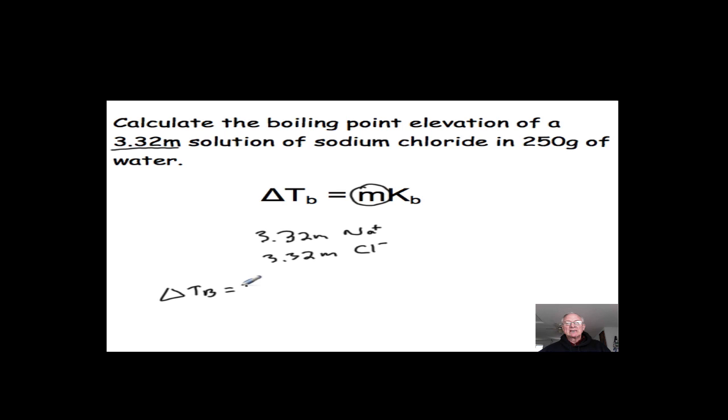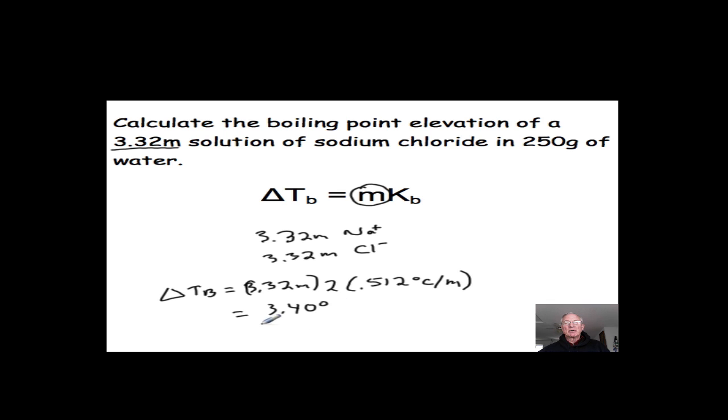equal the molality, 3.32, times the number of ions that it breaks down into, 2, times the boiling point constant for water, which if you recall is 0.512 degrees C per molality. So now when we multiply these together, we'll see that we have a change in boiling point of 3.40 degrees C, or twice that of the boiling point elevation caused by the glucose.